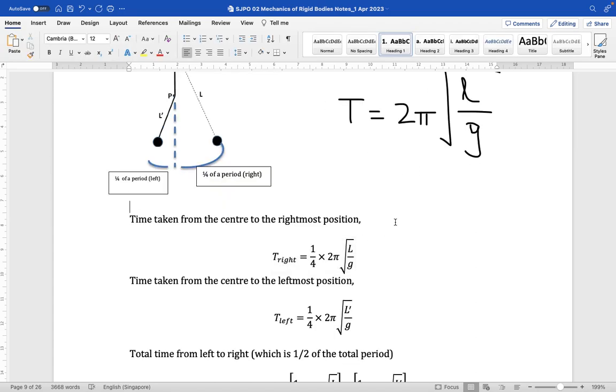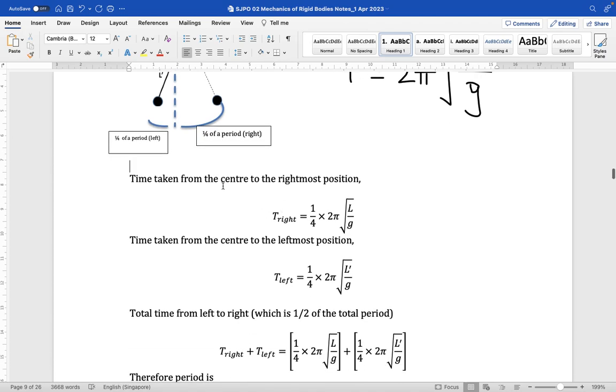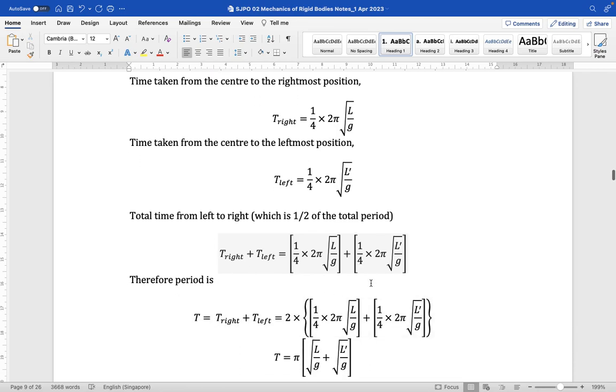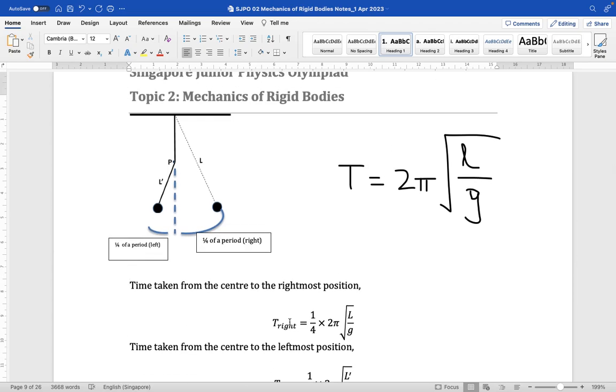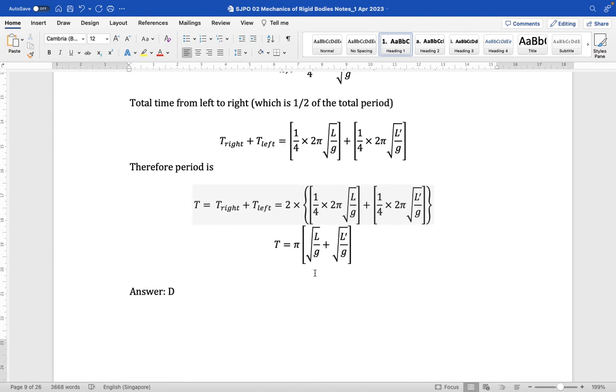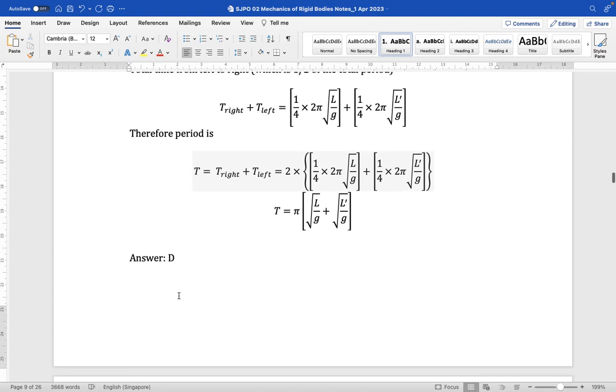So now we want to find out the time taken for the pendulum to go from the rightmost position to the leftmost position. This is actually still considered half of a period, not the full period yet. So we add them up like this. After some manipulations, we get certain values and we'll multiply by 2, because remember from your classroom learning that a pendulum's period is defined as the time taken for one complete oscillation. That gives you option D as your answer.